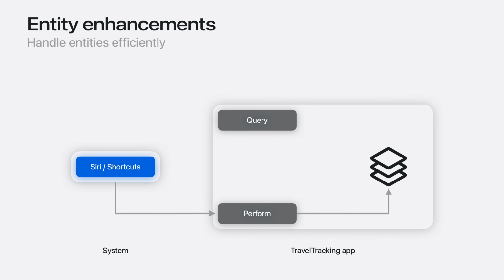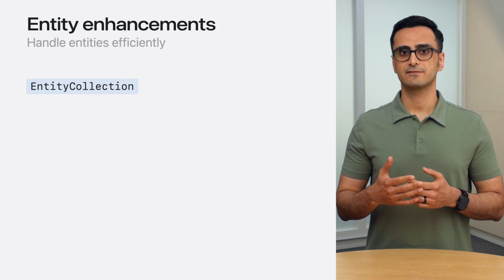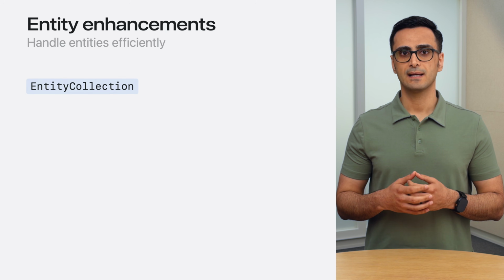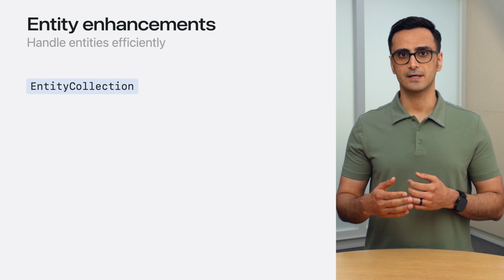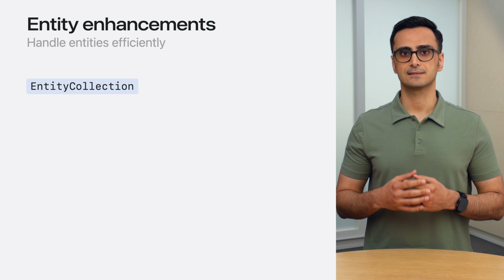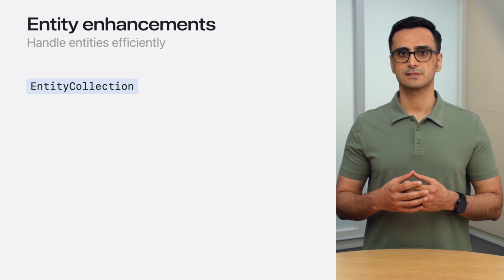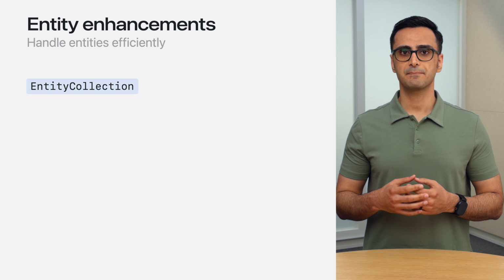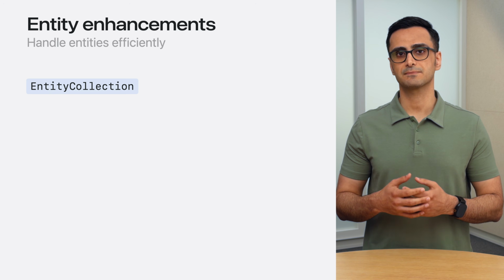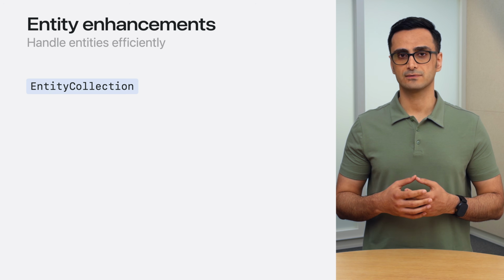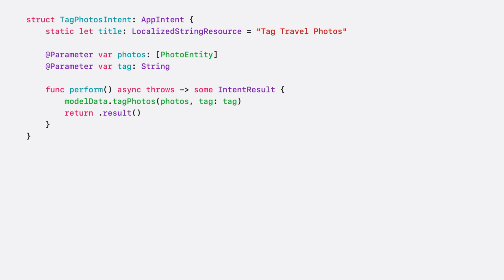So how do I fix this? EntityCollection fixes this. It's a new type that stores an array of entity identifiers instead of fully resolved entities. When you use entity collections as your parameter type, the system passes just the identifiers to the intent's perform method without resolving the full entities. Here's the updated code. I changed my parameter type to entity collection and passed the identifiers directly to my tagging method. And that's all it took.